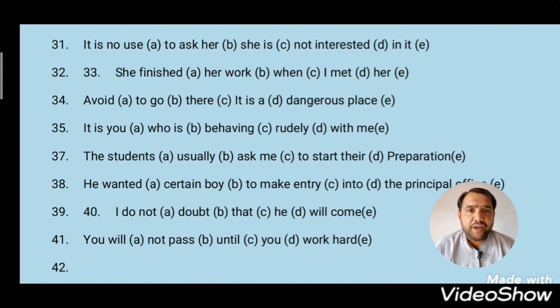According to number 35, it is you who is behaving rudely with me. Guys, you will notice that we have used the relative pronoun who for what? For the subject you. So here we have to place the verb according to the major subject which is you. So here the verb must agree with you, not who. So here we should say it is you who are behaving rudely with me. We should not place a verb according to a relative pronoun, but here we have to add a verb according to the major subject, which is you. So here it becomes it is you who are behaving rudely with me.